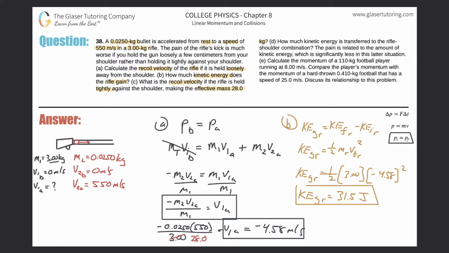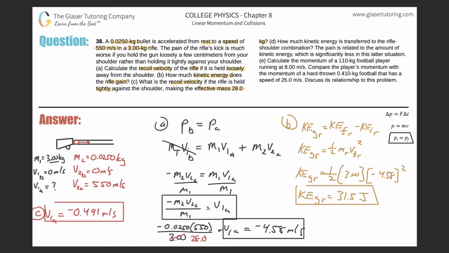So now we'll calculate the new, so this is letter C. This will be the new V1A. Let's just calculate that: -0.025 times 550, divided by 28. So here we get a value of -0.491 meters per second. It's still negative because it's still going to be moving to the left after the collision. But notice how much less it is. I mean, we're talking significantly less.